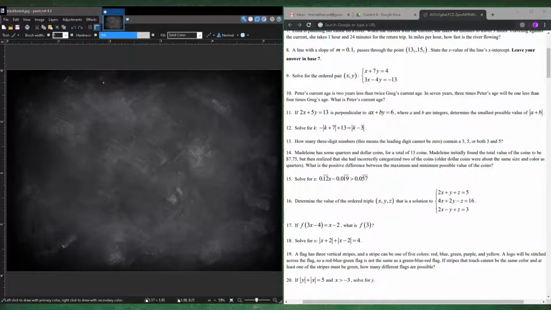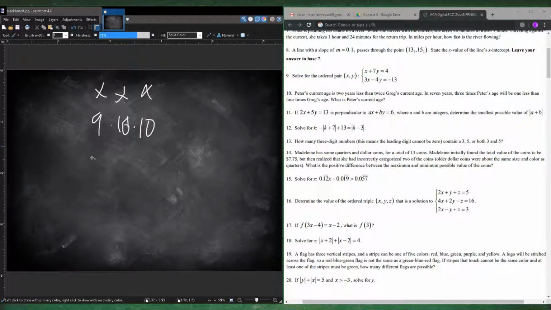So how many ways for 3-digit numbers can you put in the first number? You can put anything from 1 to 9, so there's 9 ways. For the second number it's 0 to 9, which is 10 ways. And the third number is also 0 to 9, which is also 10 ways.